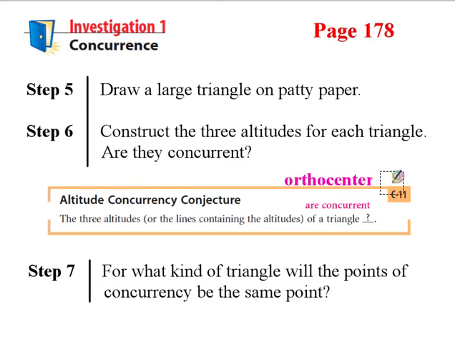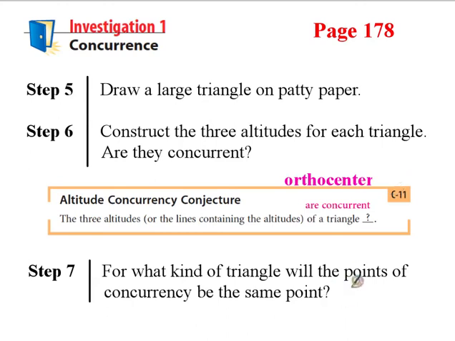So once again, if you want to go ahead and label that. Now as you're writing that down, there's a question on step 7 that I want you to look at, and I want you to see for what kind of triangle will the points of concurrency be the same point. And I want you to kind of think, don't say it yet.